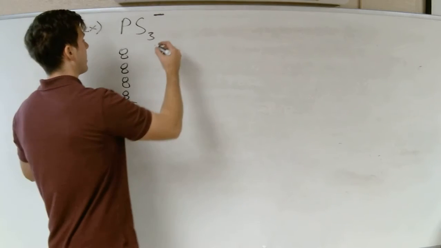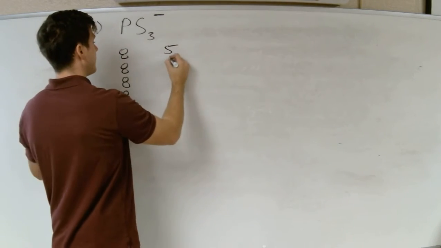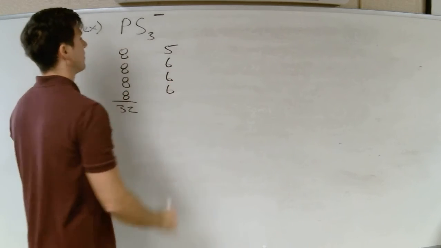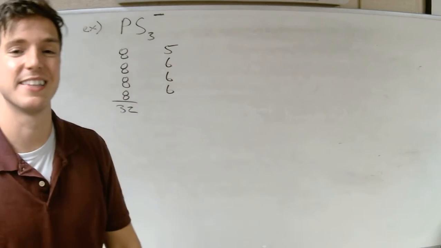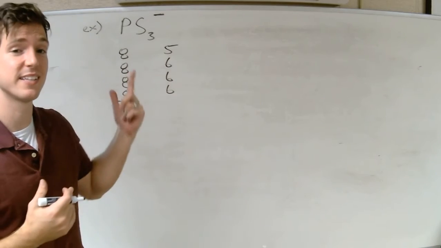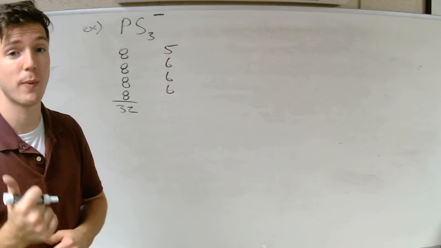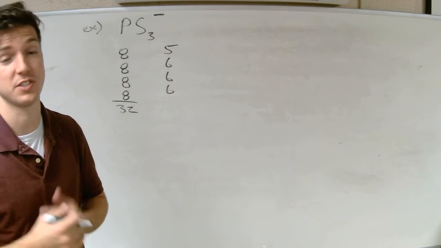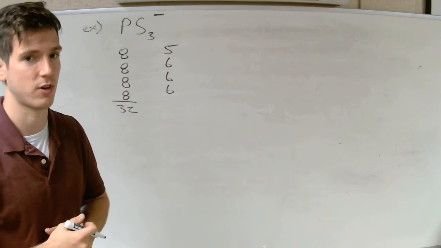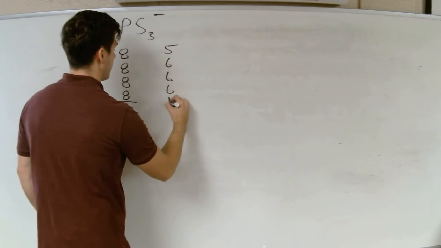Valence electrons time. Phosphorus has 5. Sulfur has 6. Had to have 6 for each sulfur. This is where the valence electron comes in. If you see a minus sign, you have to add valence electrons. So if you see 2 minus, you add 2 valence electrons. If you see 3 minus, you add 3. If you see 1 minus, you add 1.